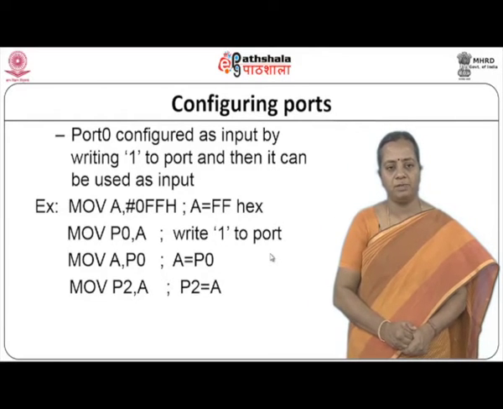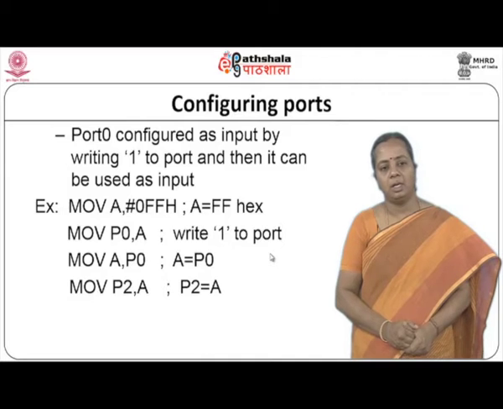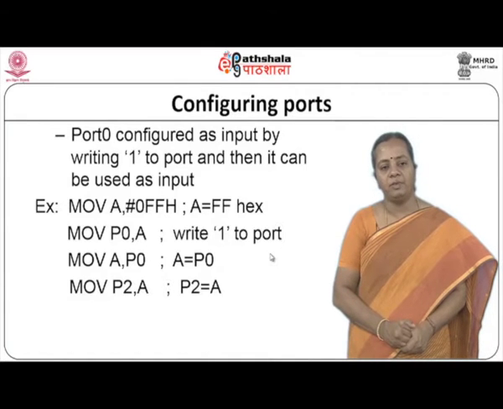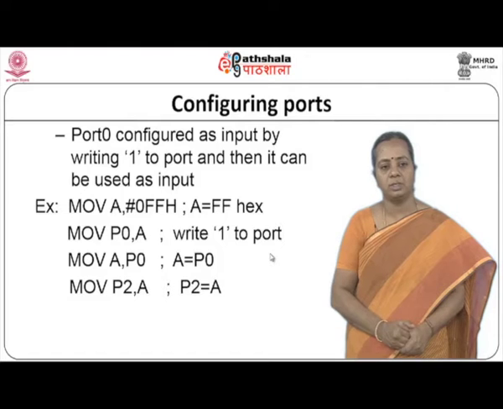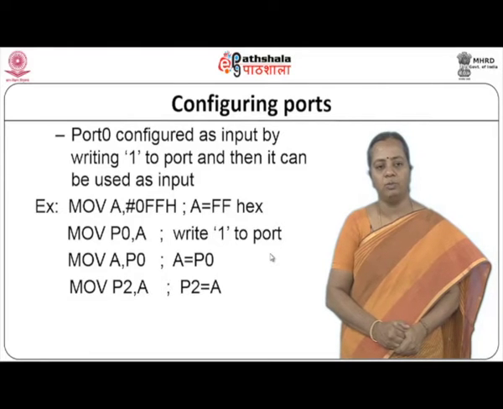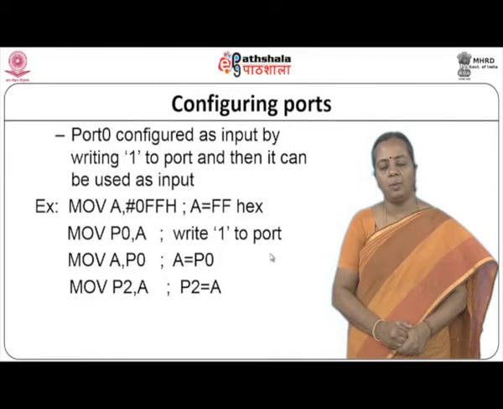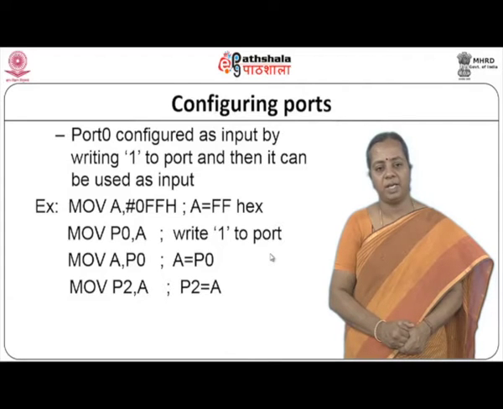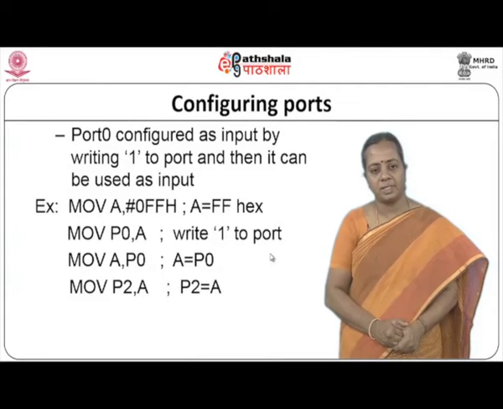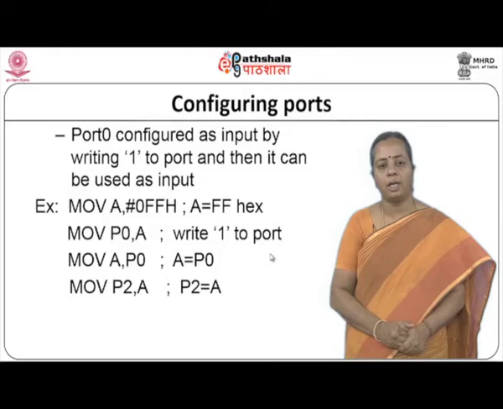So, if I am sending eight ones, then that particular port will be configured as an input port. Now this simple code gives you: first, MOV A, #0FFH. What I am trying to say is this FF is immediate data, and it is hexadecimal data which is sent to your A.